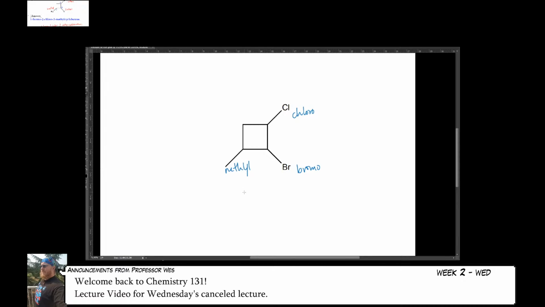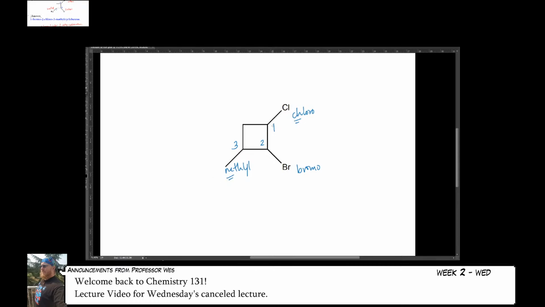How did you number these? Did you start here? Because, hey, bromo, I got to make sure that it has the lowest number. Because if you did, then you're going to notice that there's no way to get 1, 2, 3 going around this, because the groups would be at 1, 2, 4. Remember that the lowest possible numbers need to be assigned. Okay? So what that means is that the only way that we can do that is we start at the chloro or the methyl. Chloro comes first before methyl does.